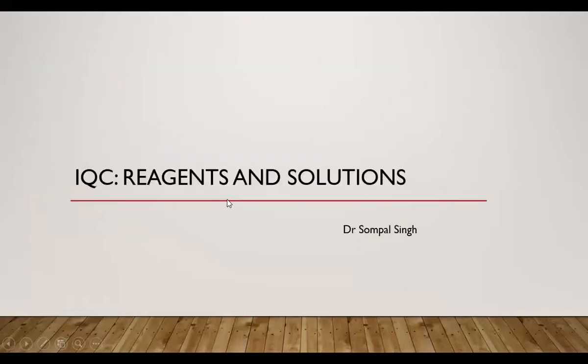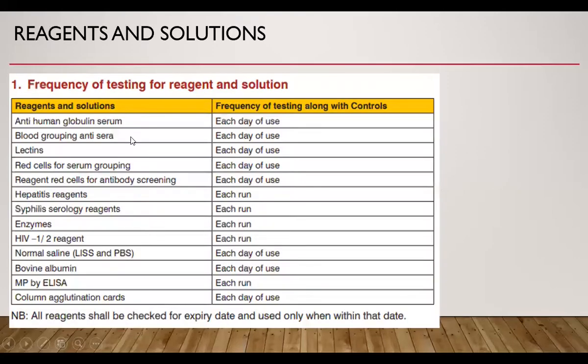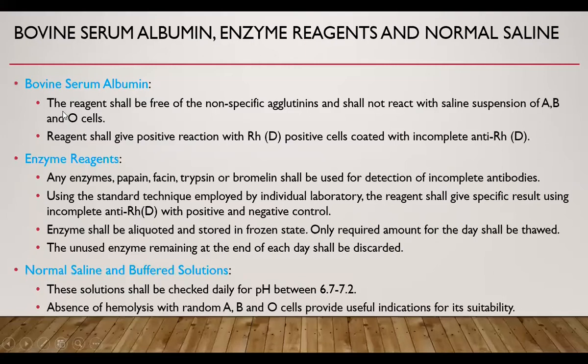Now let us see what is internal quality control of reagents and solutions. This is the recommended frequency of testing for reagent solutions. Either they are done each day or before each run. So now let us see the internal quality control for bovine serum albumin. The reagent shall be free of non-specific agglutinants and shall not react with saline suspension of A, B and O cells.